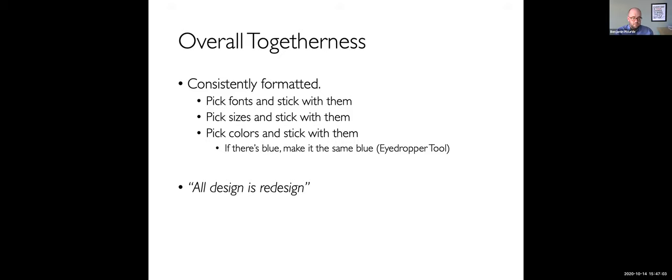Kind of daunting, but there's a quote, I don't know who said it: all design is redesign. Find a poster you like and steal it. Just do what they did.